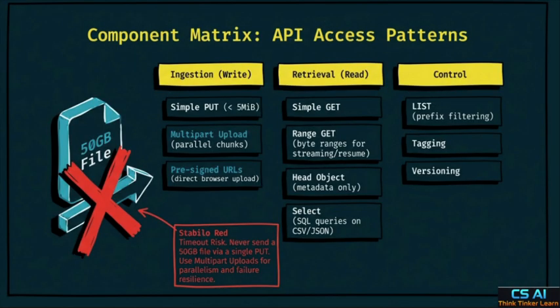When designing your application, you must respect the API access patterns. For ingestion, never try to send a 50 GB file via a single put. You're guaranteed to hit a timeout. Use multi-part uploads to send parallel chunks. For retrieval, use range gets to stream specific byte ranges. For control, leverage the head object call to check metadata without the cost of downloading the entire payload.